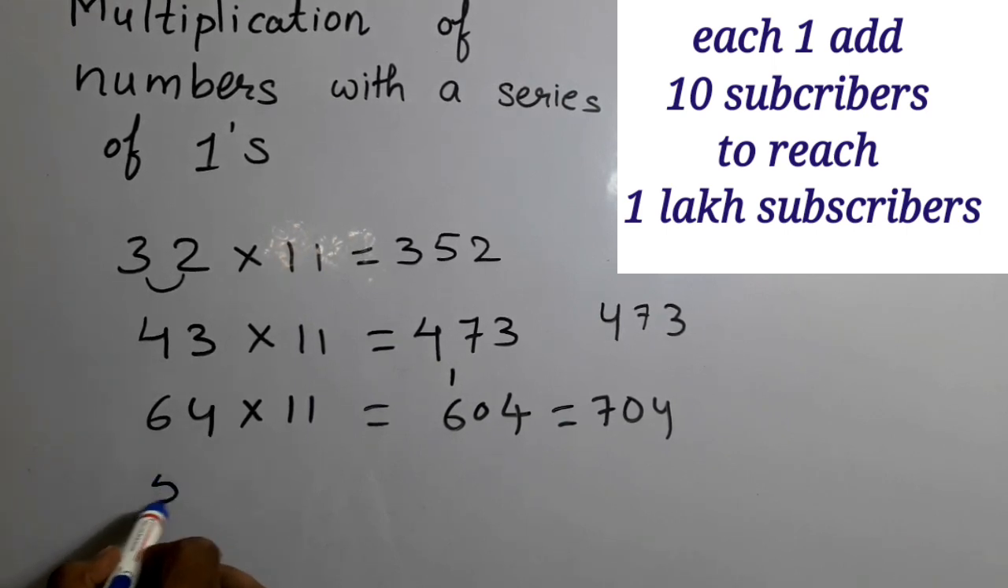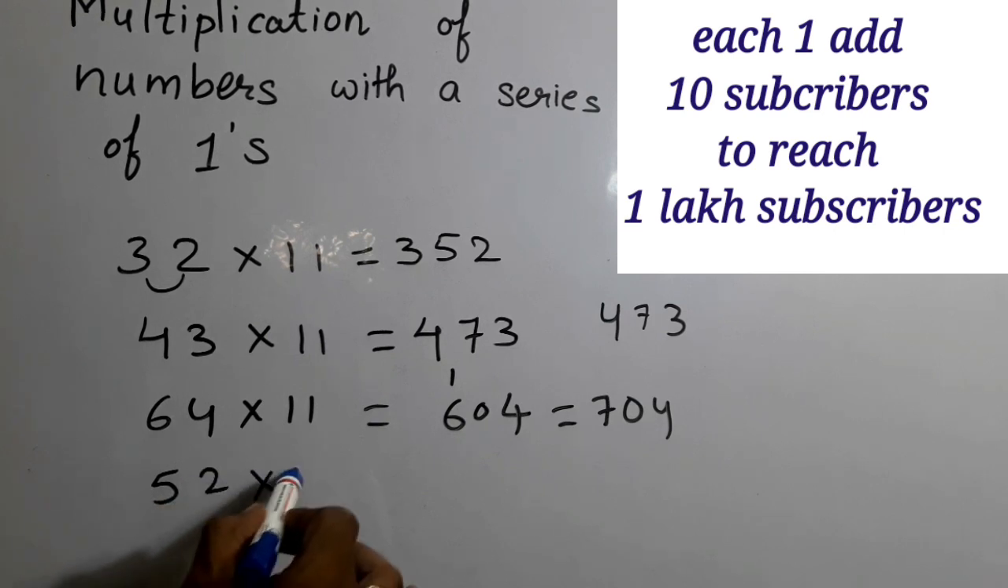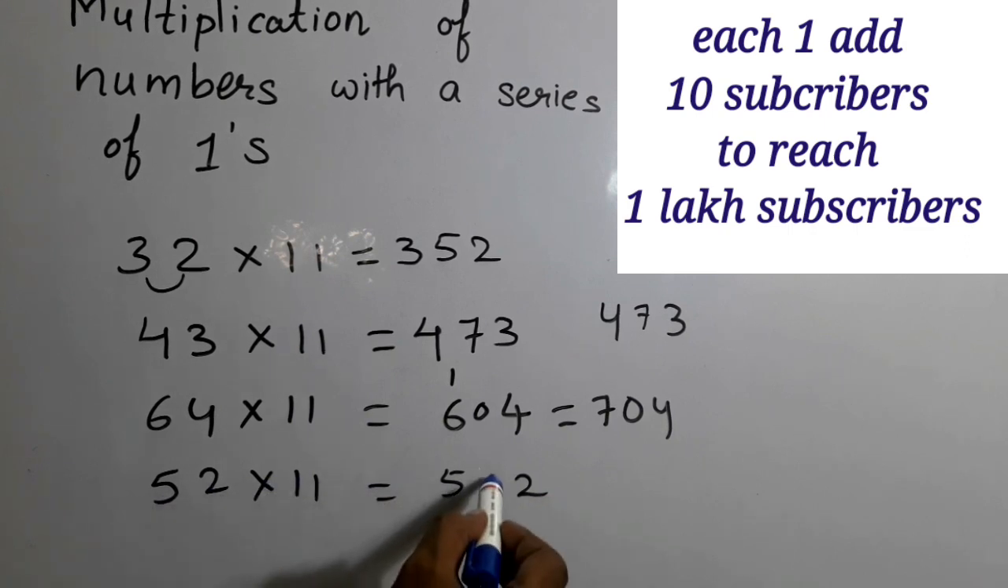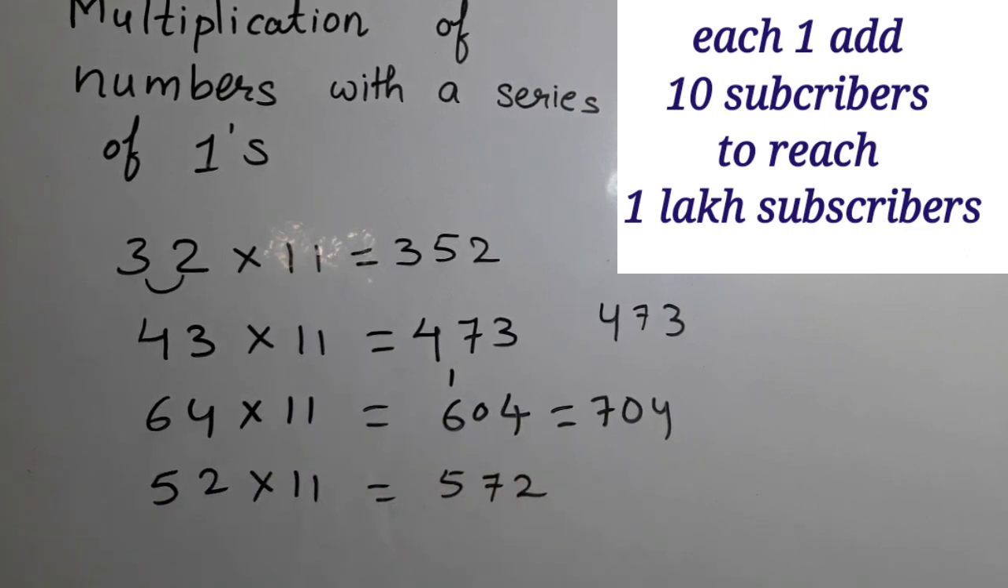One more example. 52 into 11. 5, 2 common. 5 plus 2 is nothing but 7. 572.